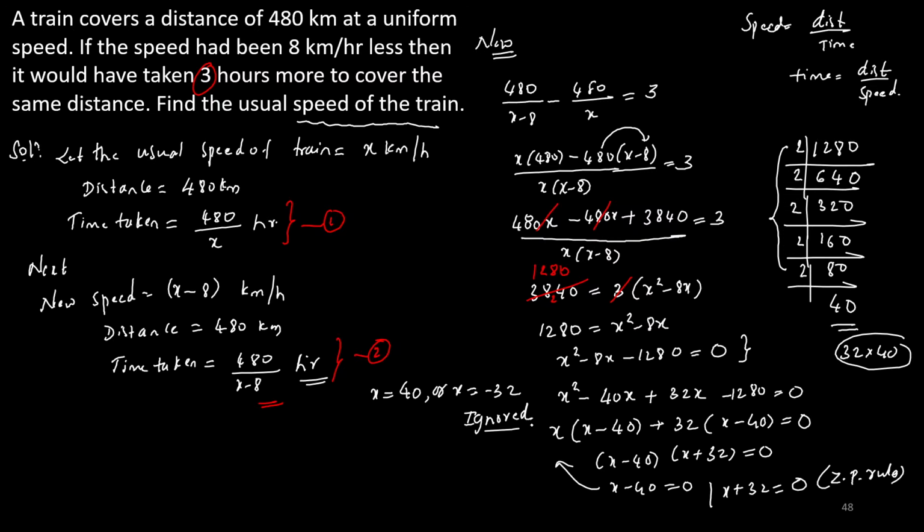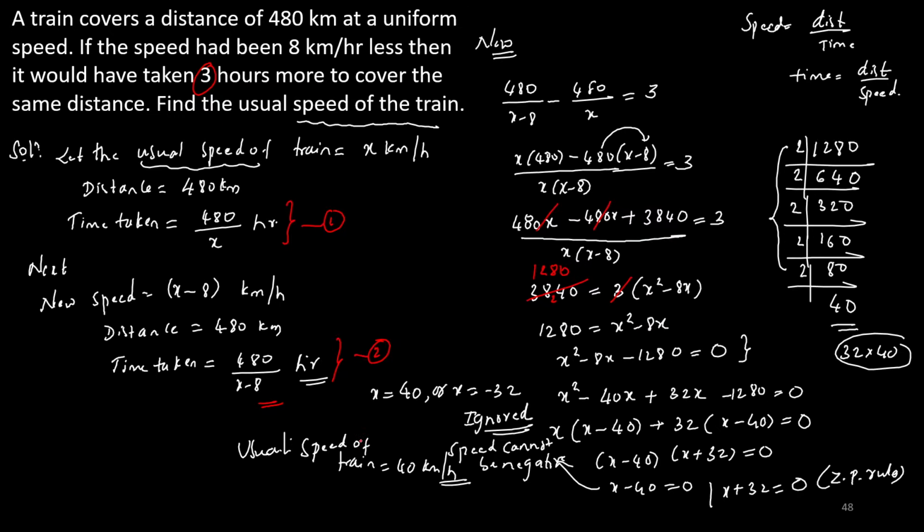Can you tell me why this is ignored? Because speed cannot be negative. So what is your conclusion? Therefore, the usual speed, what have you taken x as? You have taken it as the usual speed of the train. So the usual speed of the train is 40 kilometer per hour. This is your conclusion.